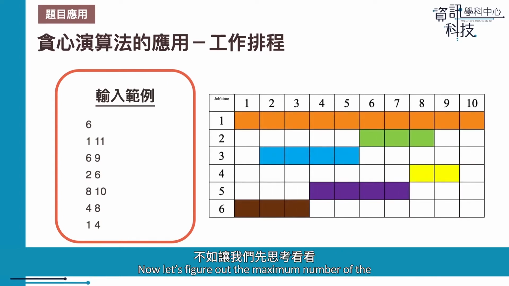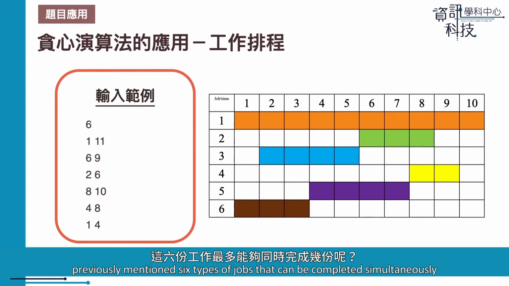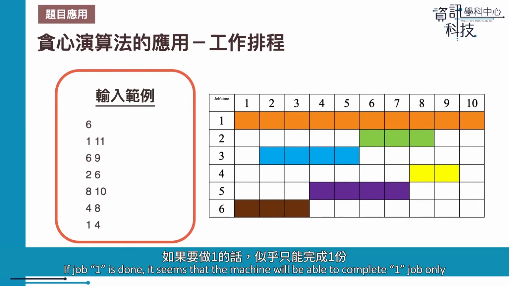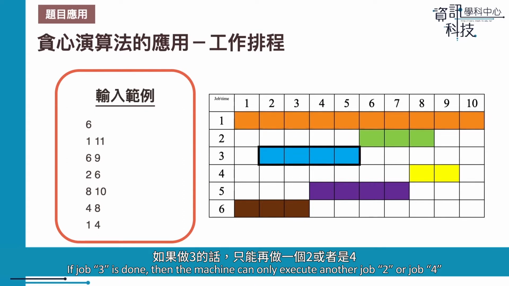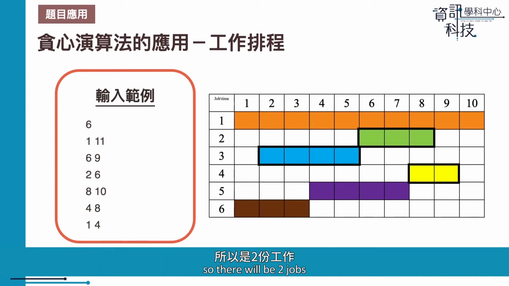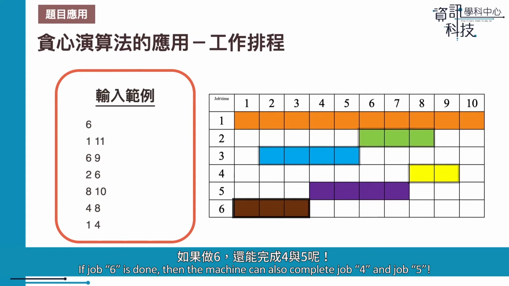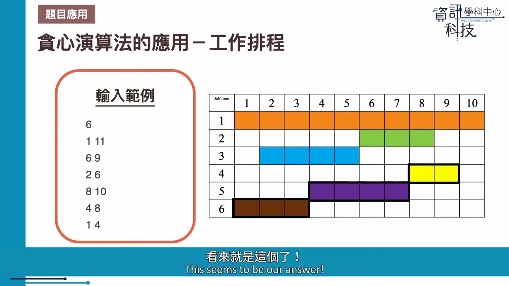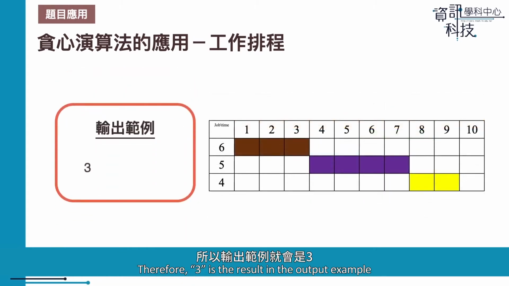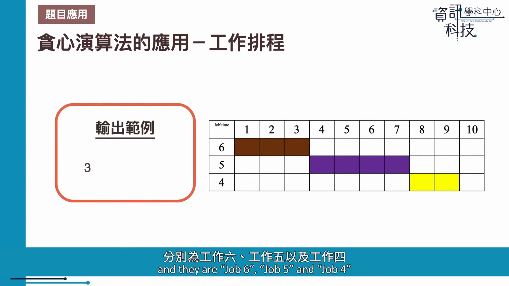Now, let's figure out the maximum number of the previously mentioned 6 types of jobs that can be completed. If job 1 is done, it seems that the machine will be able to complete 1 job only. If job 3 is done, then the machine can only execute another job 2 or job 4, so there will be 2 jobs. If job 6 is done, then the machine can also complete job 4 and job 5. This seems to be our answer. Therefore, 3 is the result in the output example, and it means the machine will complete 3 jobs at most, and they are job 6, job 5, and job 4.